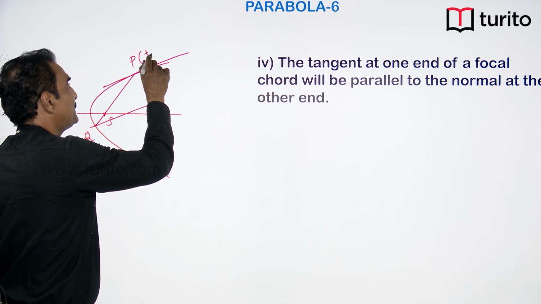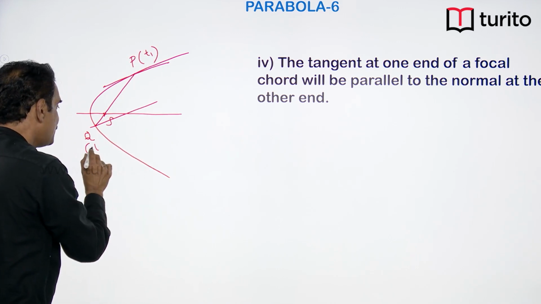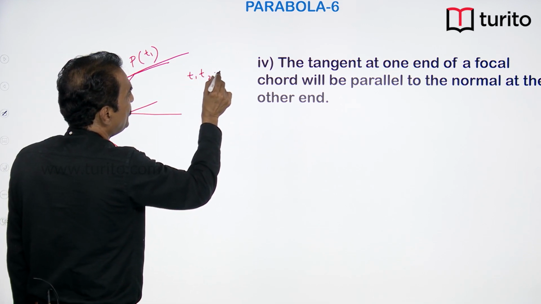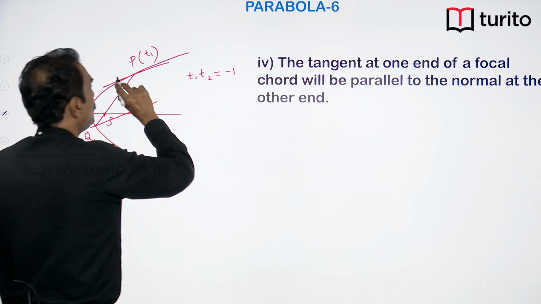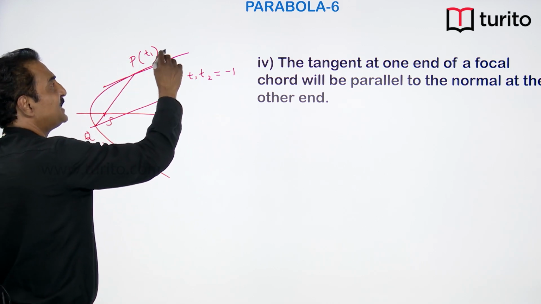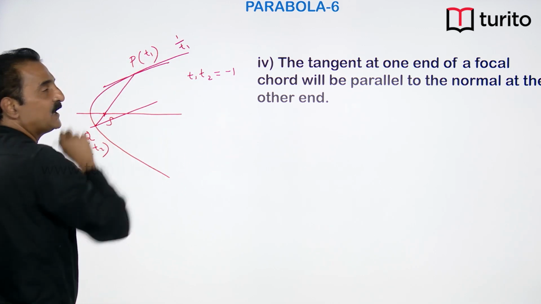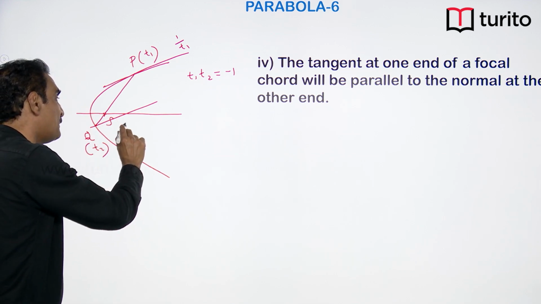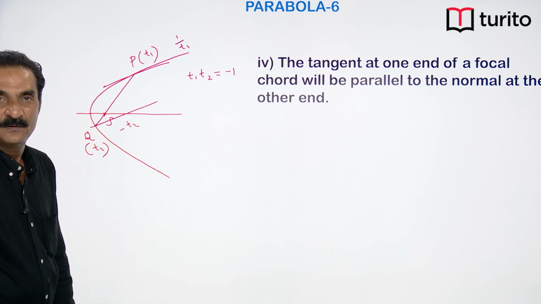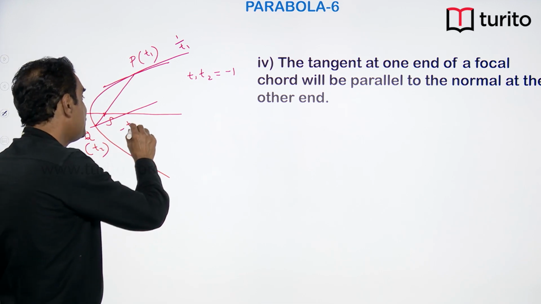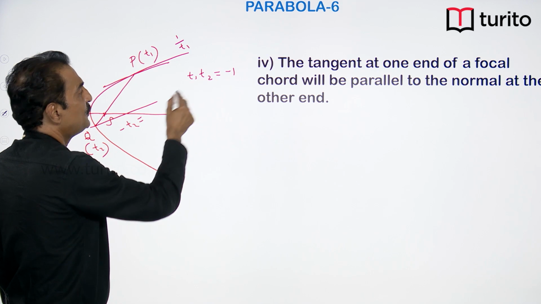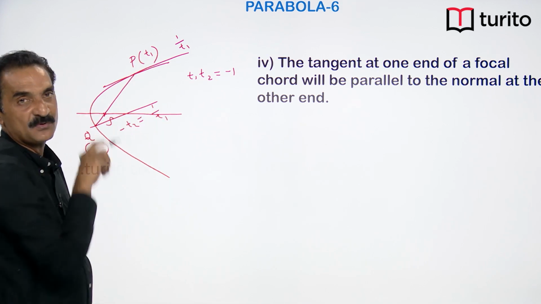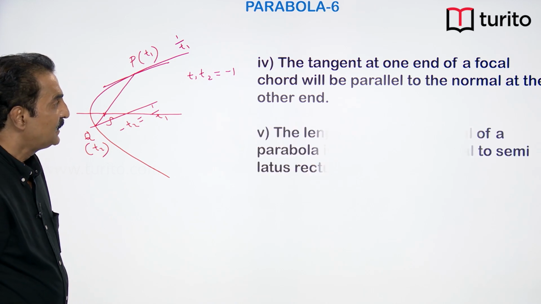Suppose this is t1, this is t2. t1 t2 is minus 1 since it is a focal chord. The slope of the tangent is 1 by t1 here. Here the slope of the normal will be minus t2. Is it not? Minus t2 will be equal to 1 by t1. So, it is proved that this tangent is parallel to this normal. Okay? Next point.